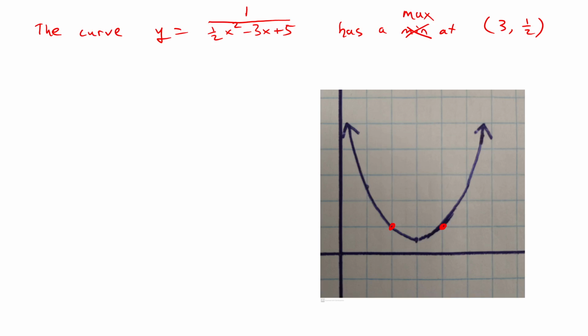I can leave the x-coordinate the same, but I have to put 1 over the y-coordinate because we're graphing 1 over f of x, which is 1 over y. So 1 over 1/2, what does that equal? 1 divided by 1/2 is equal to 1 times 2 over 1, which is 2. So this curve that I'm trying to draw is going to have a maximum at the point 3, 2. So I go to the point 3, 2 on my graph, and I indicate it.